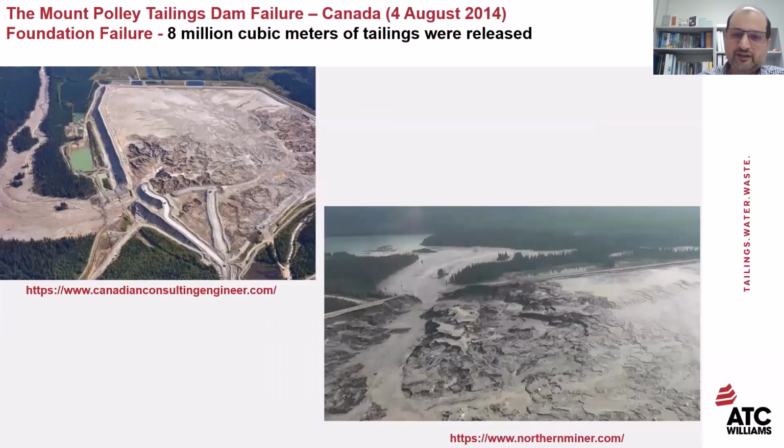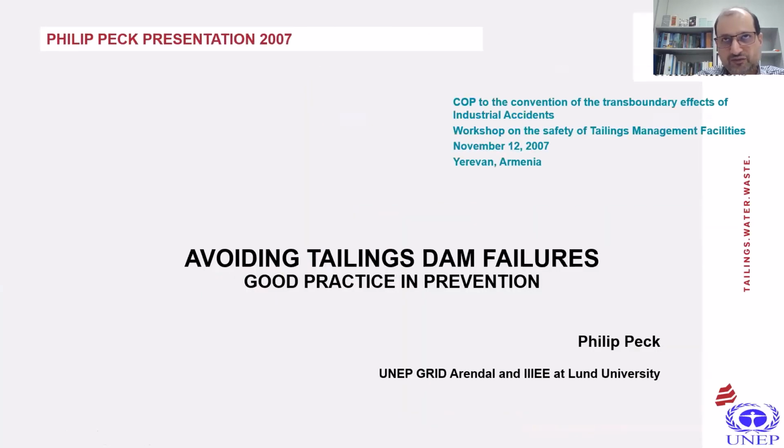The other famous dam break that happened a few years back, on the 4th of August 2014, is the foundation failure of Mount Polley that resulted in 8 million cubic meters of tailings released to the environment. With those three famous, iconic tailings dam breaks, I just wanted to remind all of us that dam breaks of a smaller size happen maybe every month or every other month around the world, but maybe we do not hear about them. This is a few slides from a presentation a few years ago, in 2007, at the Convention on the Transboundary Effects of Industrial Accidents, by Philip Peck.